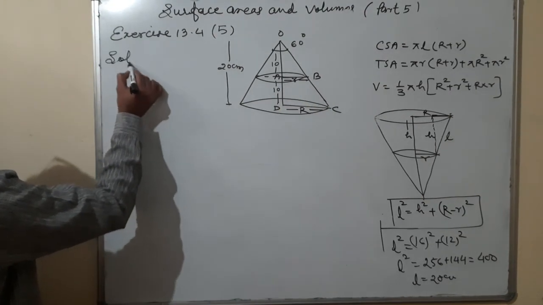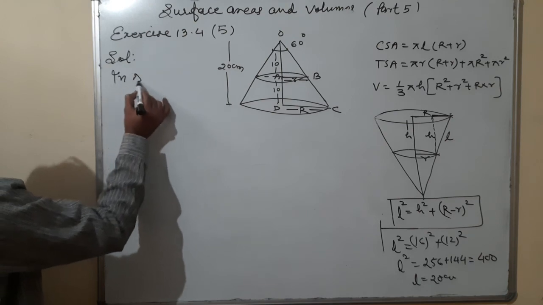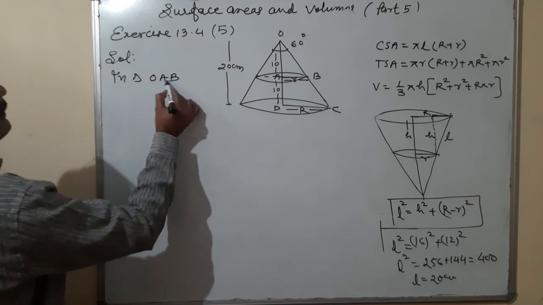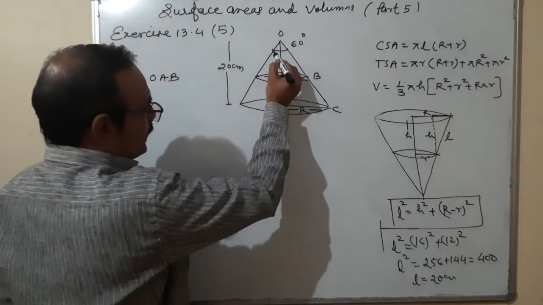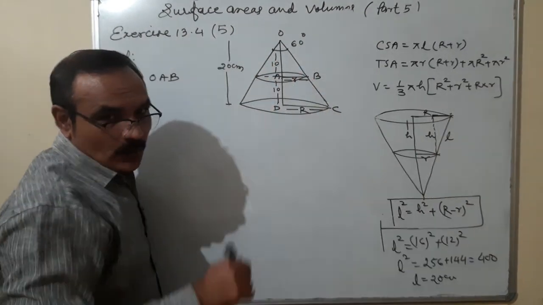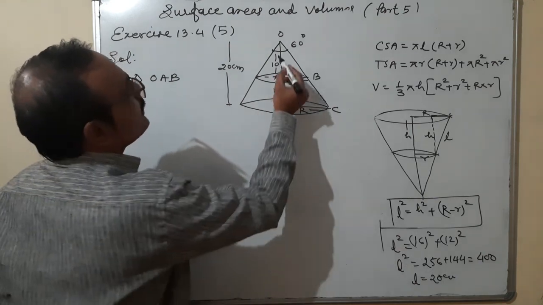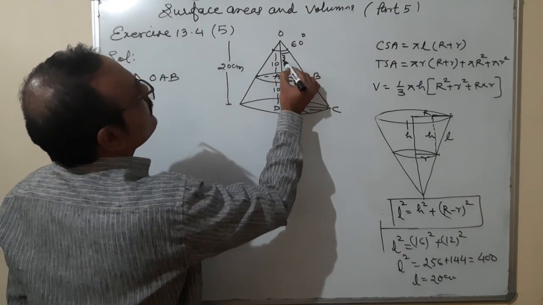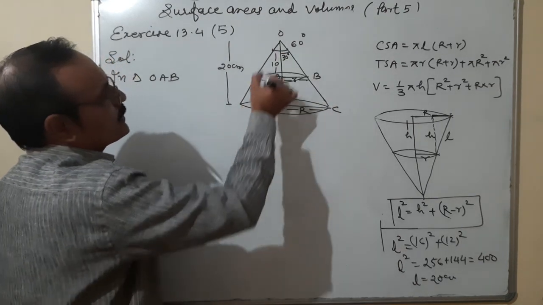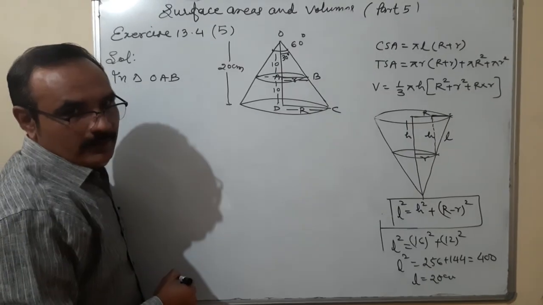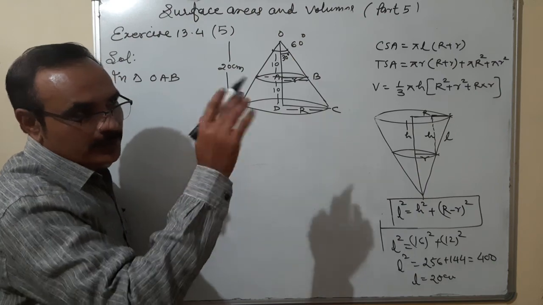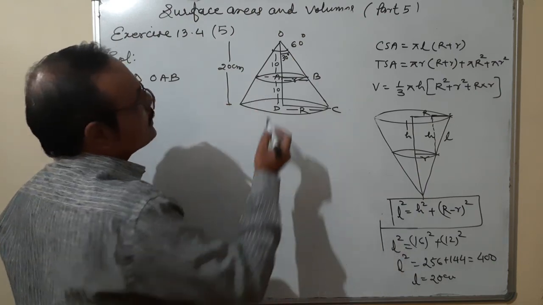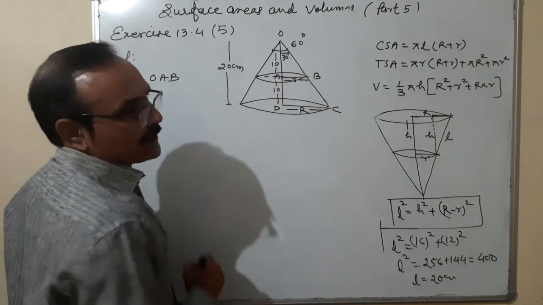In triangle OAB, this triangle I have taken, because the vertical angle is 60, what is the semi-vertical angle? Half of it. So this angle is 30. Because in a cone both the sides are equal, it is an isosceles triangle. And in an isosceles triangle, when we draw the perpendicular, it divides the base into 2 equal parts. It is 60, therefore 30 and 30.